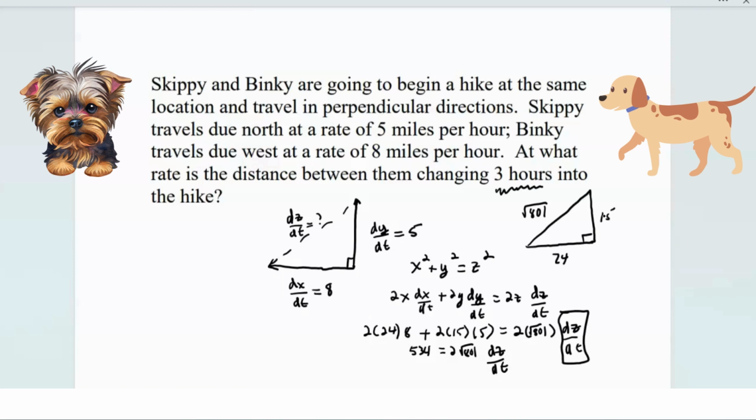So our answer for dz/dt is going to equal 534 divided by 2 times the square root of 801. And the units of measure here would be miles per hour. And that as a decimal would be around 9.4 miles per hour.